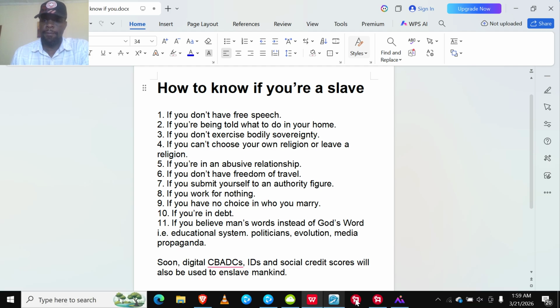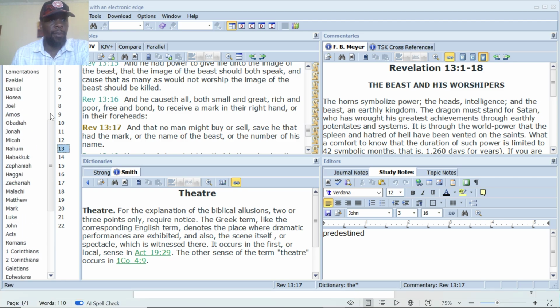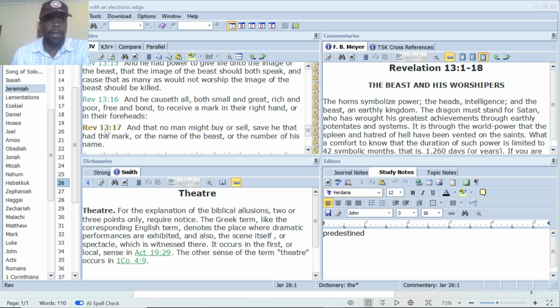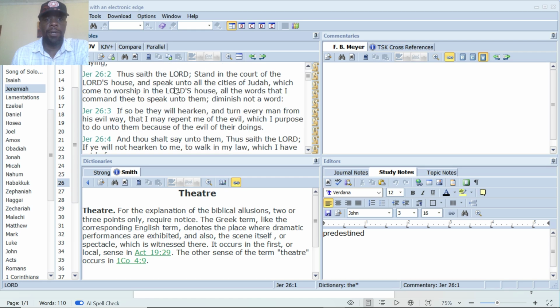In fact, I've got a verse that I want to share with you. It's in the book of Jeremiah, chapter 26, verse 2. I won't read all of it. I just want to read this last bit here.